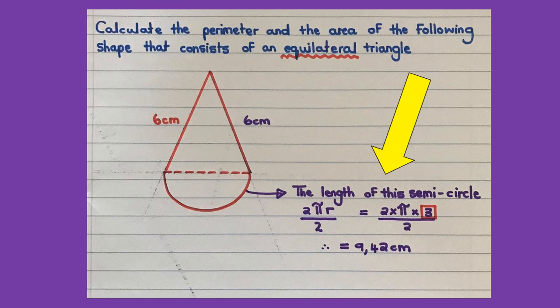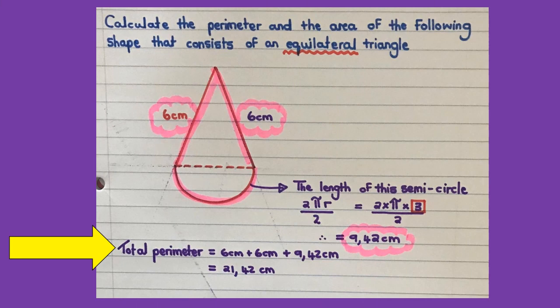And that is then the diameter, and we want to work with the radius. So we take that 6 centimeters, the diameter, and divide it by 2 to give us 3 centimeters. So the radius is 3. Insert that into your calculator and you get the length of the semicircle is 9.42 centimeters. Then to get the total perimeter, we add all the outer edges together, the 6 centimeters plus the 6 centimeters plus that 9.42 centimeters, and you get 21.42 centimeters.